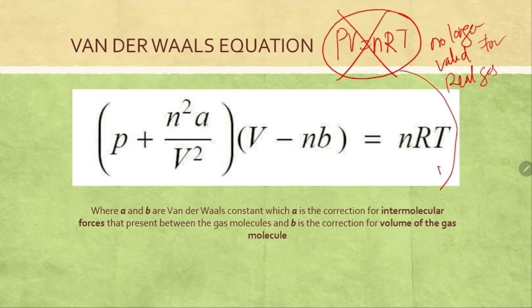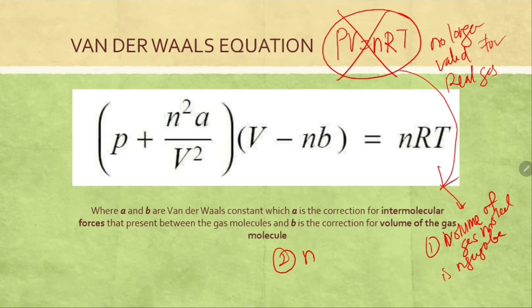Why? Because to use PV = nRT, we assume two things. First, the volume of gas molecule is negligible. And secondly, we assume no IMF between gas molecules. IMF means intermolecular forces. So this is for ideal gas. But when it becomes a real gas, the volume of gas molecule becomes significant and the gas molecules attract each other. That means there are intermolecular forces present between them.